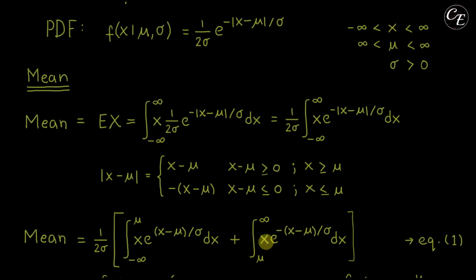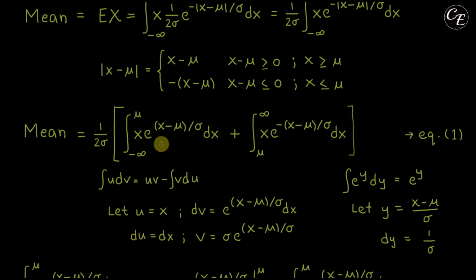Then for this one, x is greater than or equal to mu, since x starts from mu to positive infinity. Then the absolute value of x minus mu is just x minus mu. Then using this one in place of this one in here, we have negative of x minus mu, which is this one. Then observe that we have already removed the absolute value sign from here. Then we're ready to evaluate each integral expression.